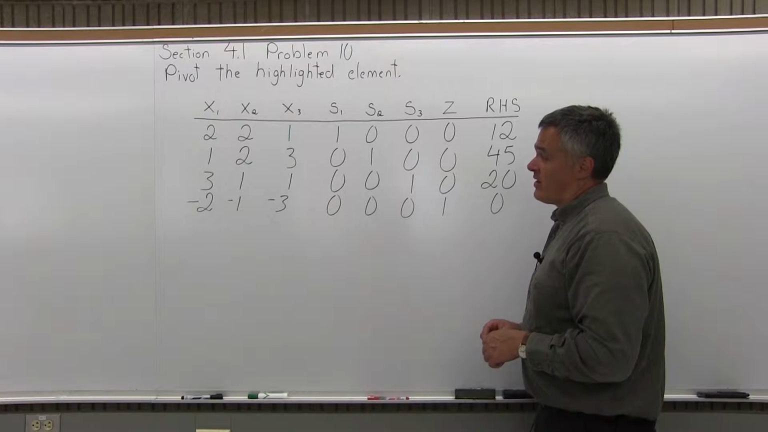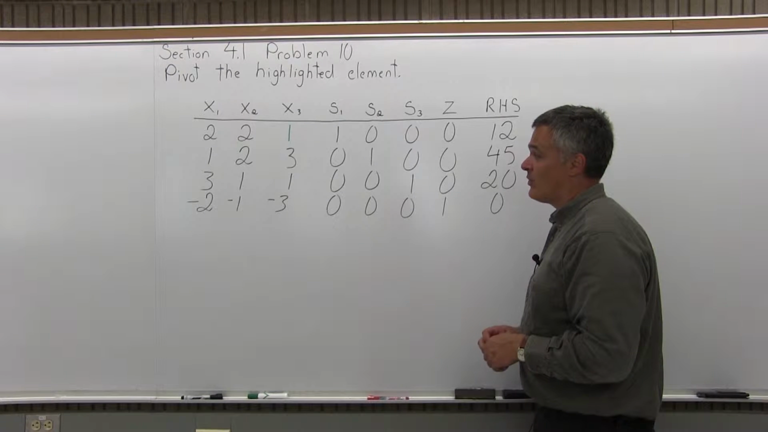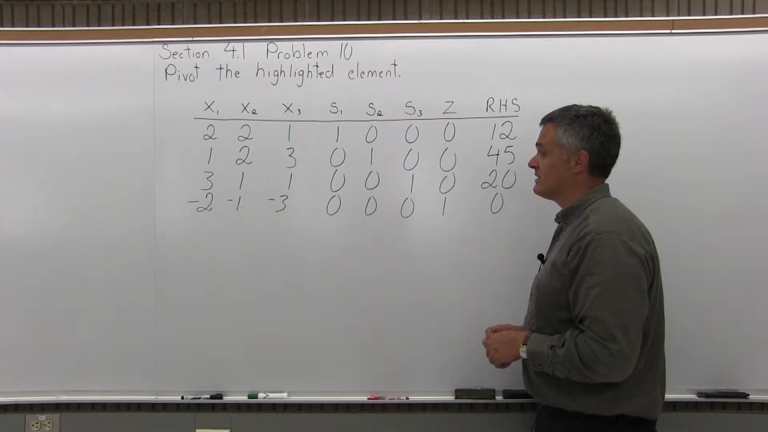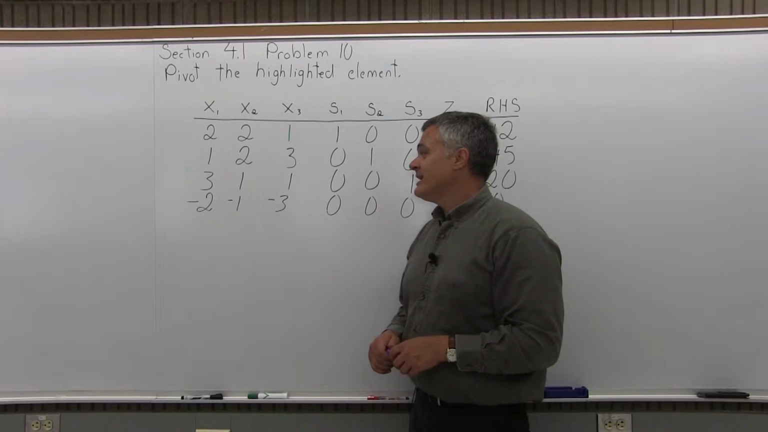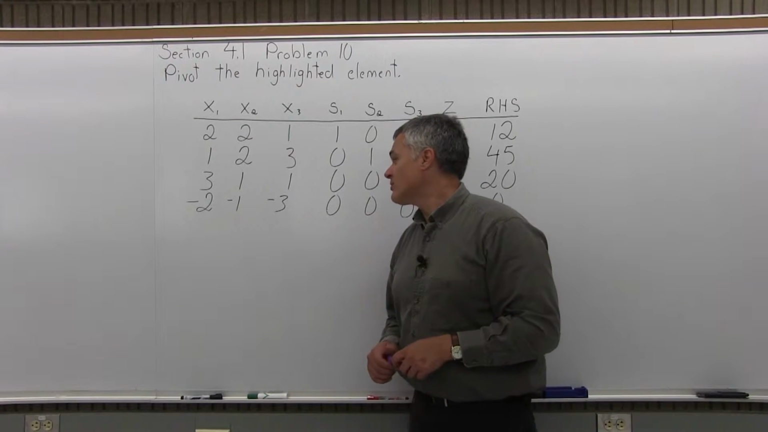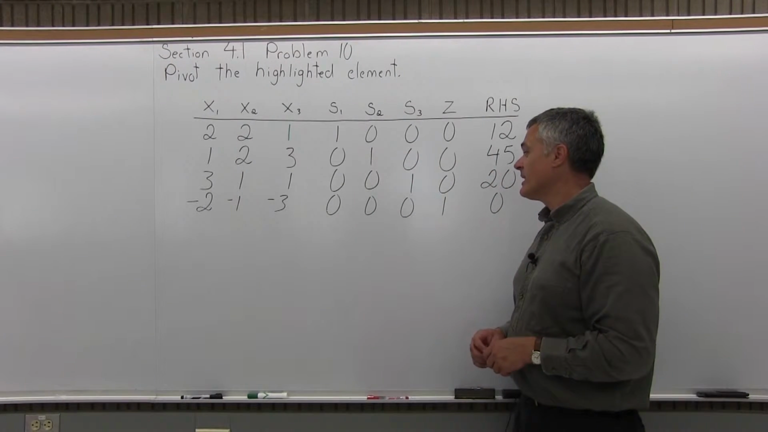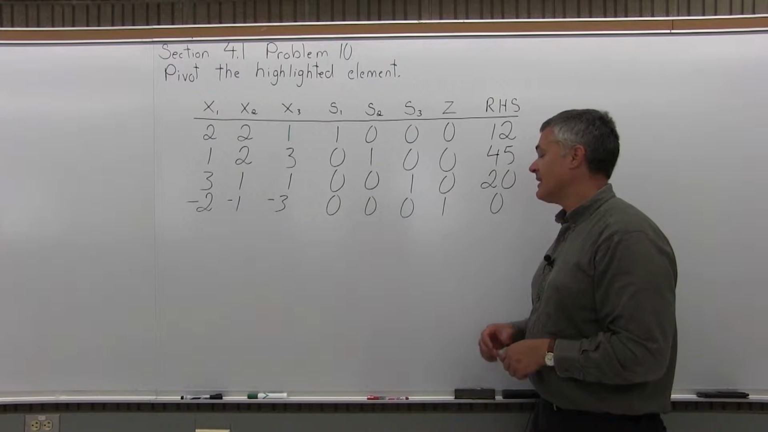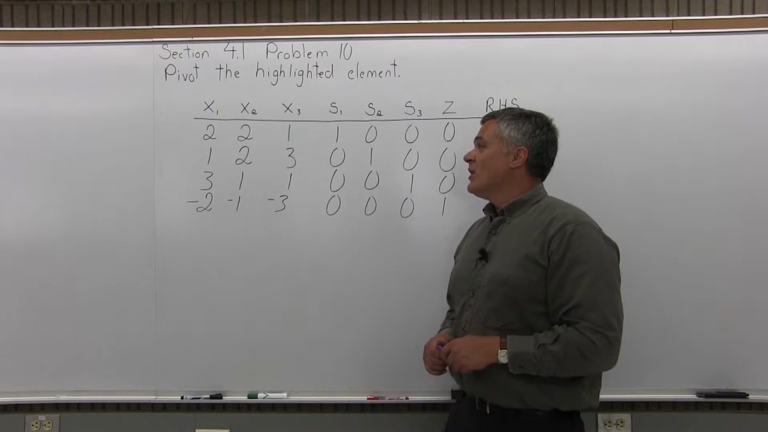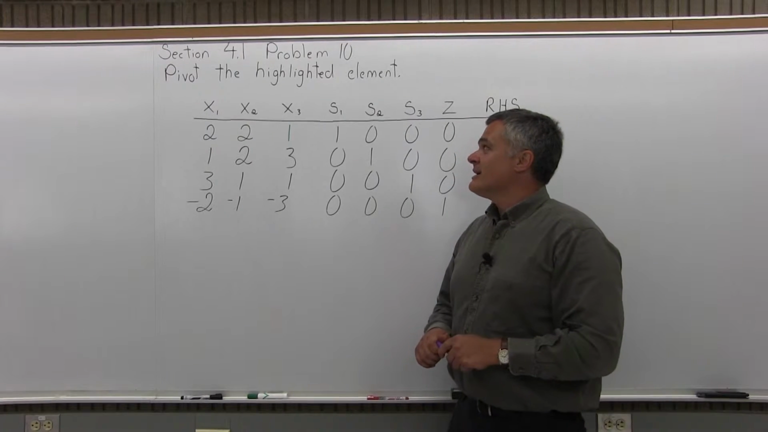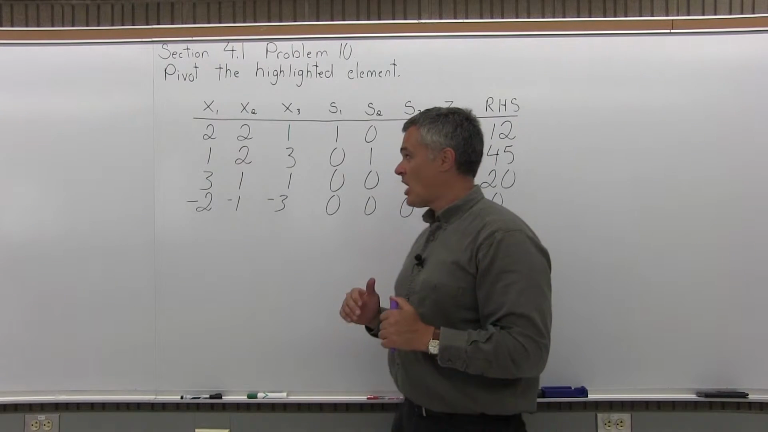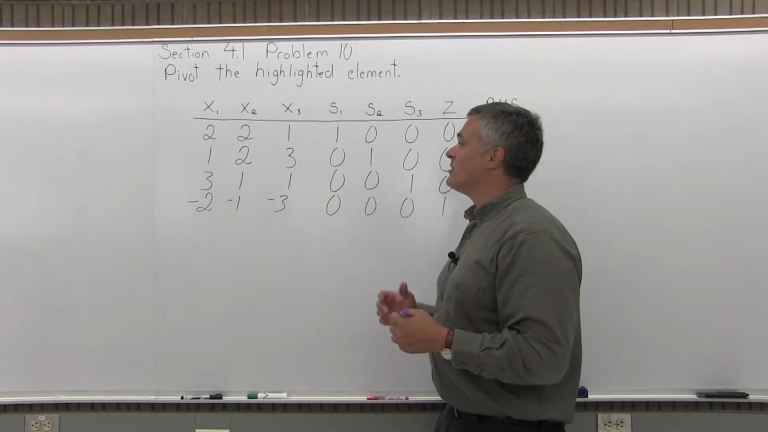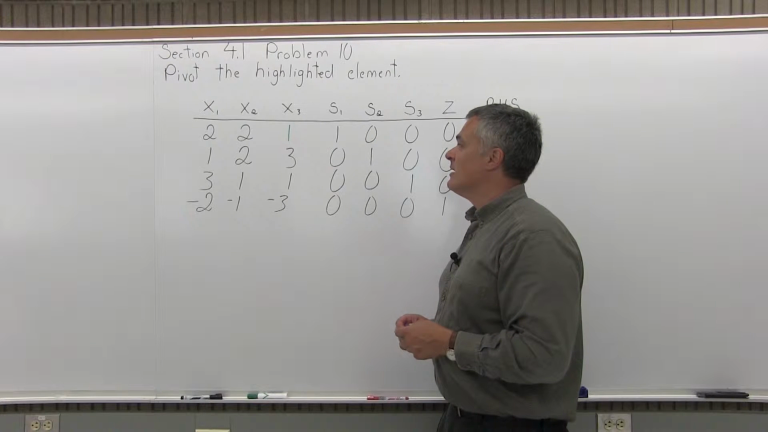Then the third row is 3, 1, 1, 0, 0, 1, 0, 20. And finally, the fourth row is -2, -1, -3, 0, 0, 0, 1, and then the last value is 0. It says pivot the highlighted element. The highlighted element is in the top row in the x3 column, it's a 1. I drew it in green on the whiteboard so it stands out a little bit.